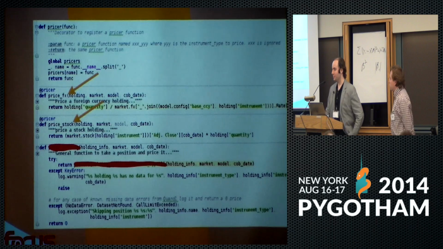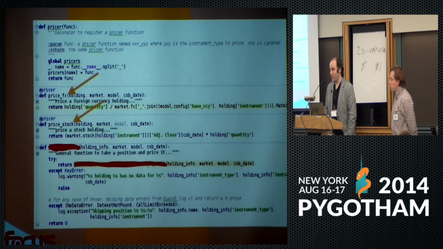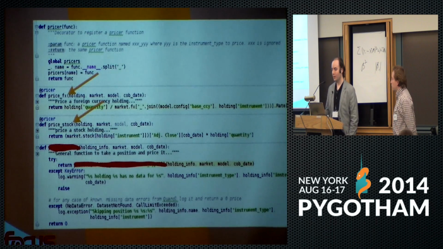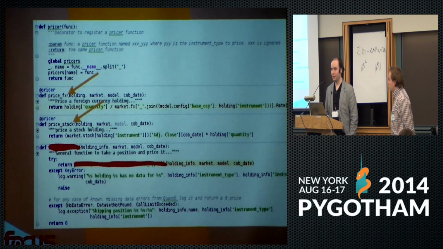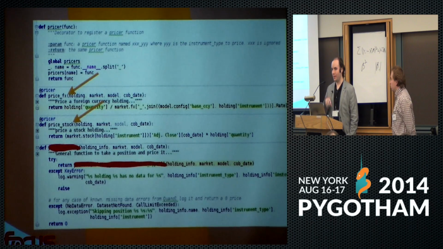We have two of those, price FX and price stock, because pricing a foreign currency holding is a little bit different than a stock. A stock is simple. How much is it worth today? How many do I have? Multiply, done. A foreign currency is a little bit trickier. You need to say, what is my currency? What is that currency? What's the rate between them? Divide the number I have by that to find out how many they're worth in my money, and then you have the price. And things only get trickier from there.